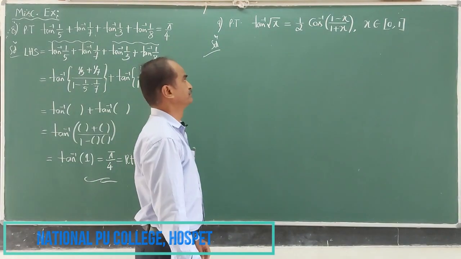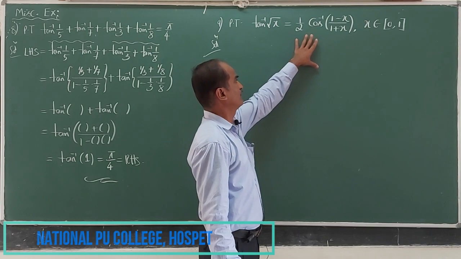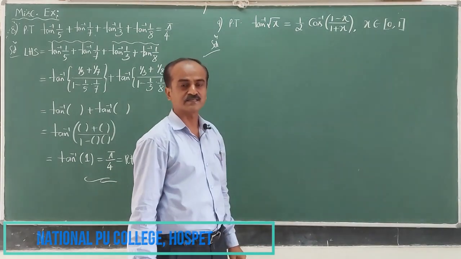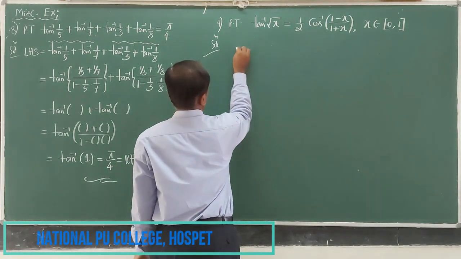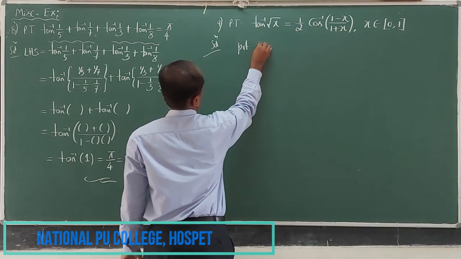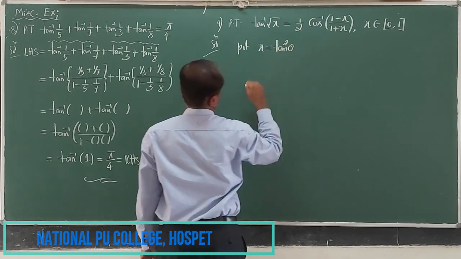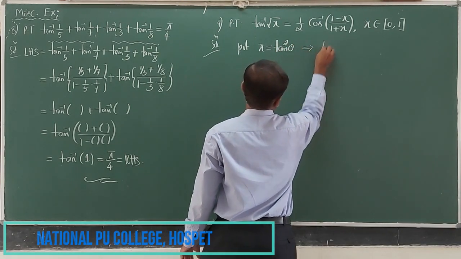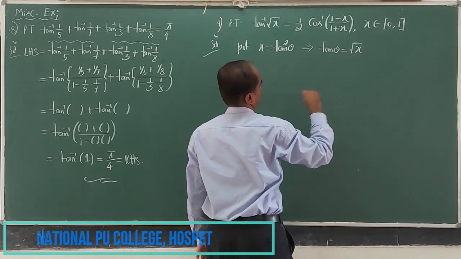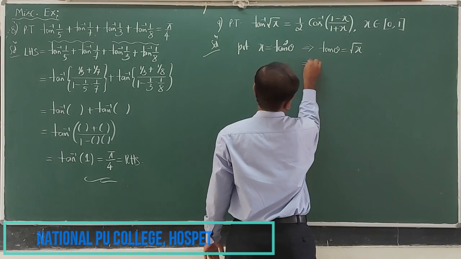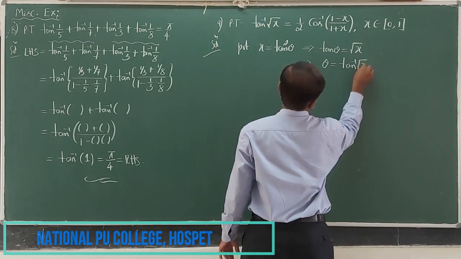Ninth one, required to prove that tan inverse of root x equal to half of cos inverse of root 1 minus x by 1 plus x. I use the technique of substitution. The substitution is put x equal to tan square theta. It implies tan theta is root x. That implies theta equal to tan inverse of root x.